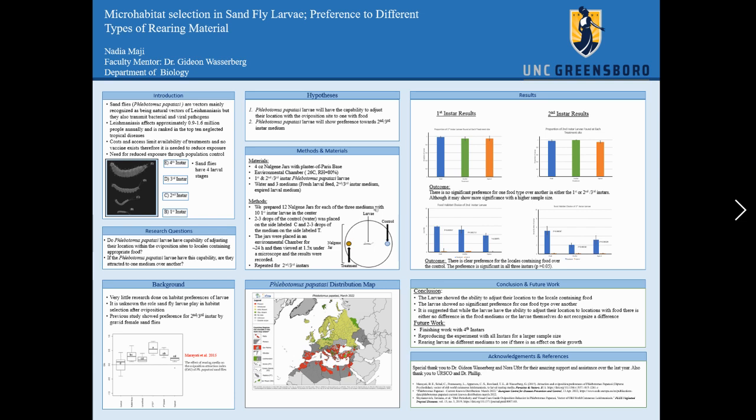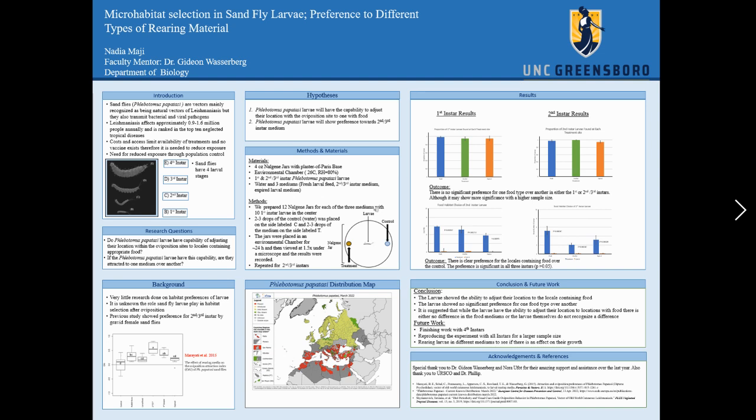This suggests that while the larvae have the ability to adjust their location, there is either no difference in the food mediums, or the larvae themselves do not have the ability to recognize a difference in the food.